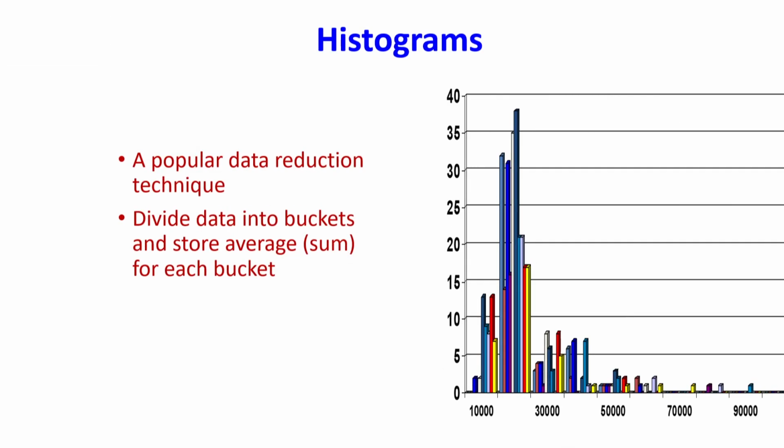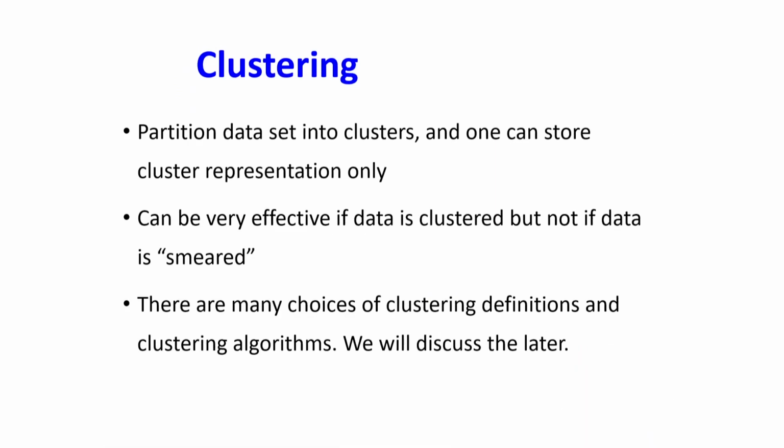One such thing is a histogram. This is a popular data reduction technique. You can see a typical histogram I plotted, and it easily allows you to cluster data into different sets, right. You can divide data into buckets and store a summary for each bucket. So one bucket is this, another bucket is this, a third bucket is this, a fourth bucket is this. Clustering is again the same thing: you partition data into different clusters and it is very effective, and there are many choices of clustering definitions, which we can discuss much later.